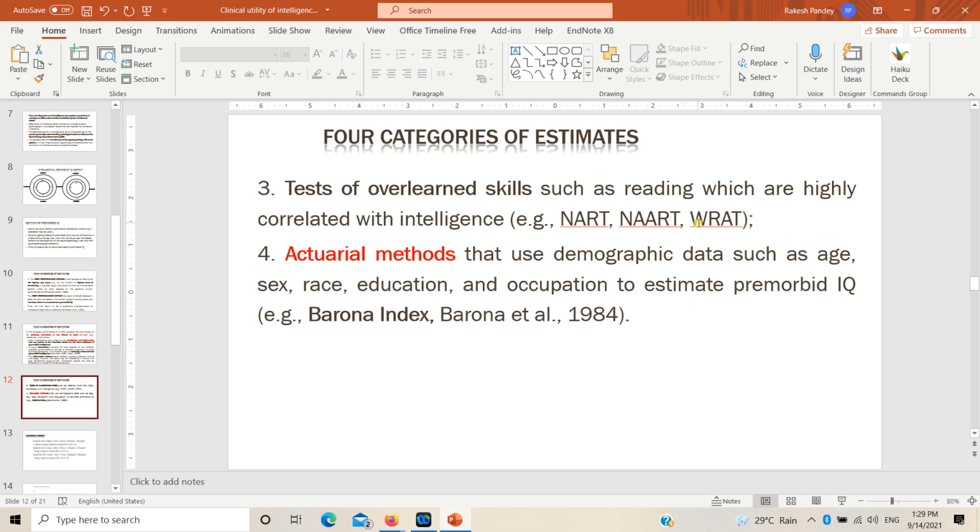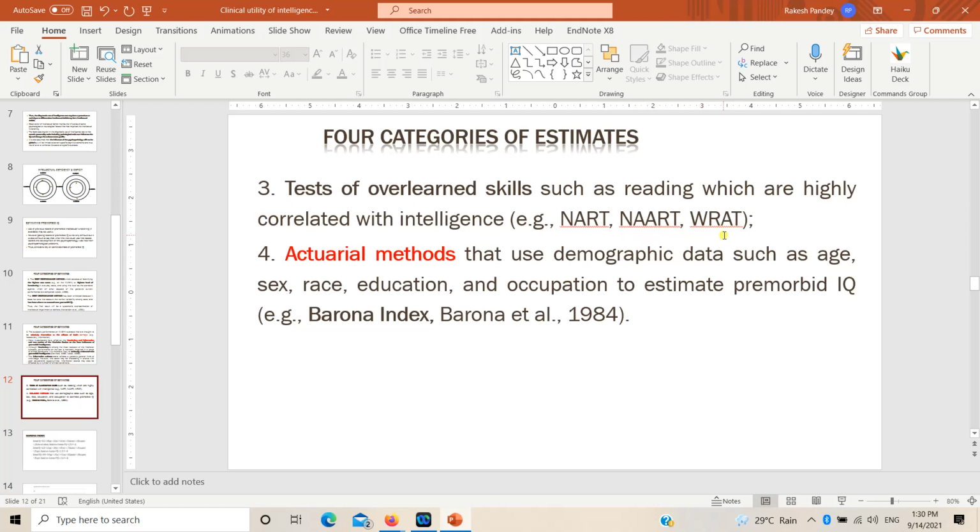WRAT stands for Wide Range Achievement Test, and there is one subtest of WRAT, that is the reading subtest. So these reading subtests, in the Indian context, we can take Indian versions of the reading subtest and use this as an estimate of premorbid IQ. But this method also has several limitations because the correlation of these tests with intelligence is far from perfect.